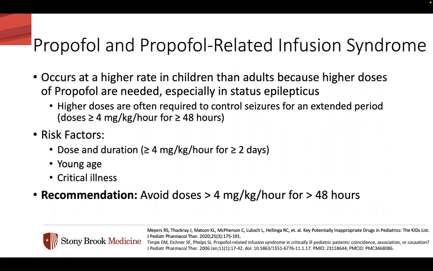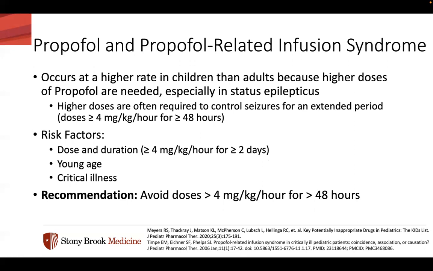So propofol-related infusion syndrome does occur at a higher rate in children than adults because higher rate doses of propofol are needed, especially in status epilepticus, which is a type of seizures. So the higher doses are often required just to control seizures for an extended period. So that's doses that we see of 4 or more milligrams per kilogram per hour for 48 hours or longer. It also, with procedural sedation, the dosing is lower and it's for less time because it's only during the procedure. So that's why it's even more harmful in this scenario.